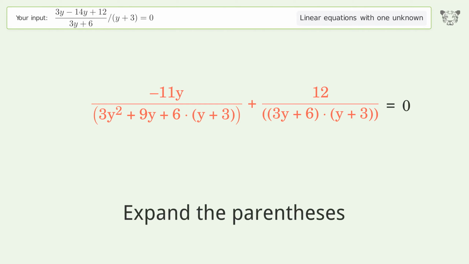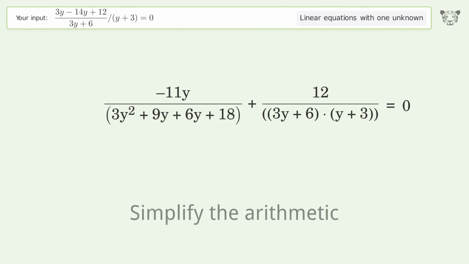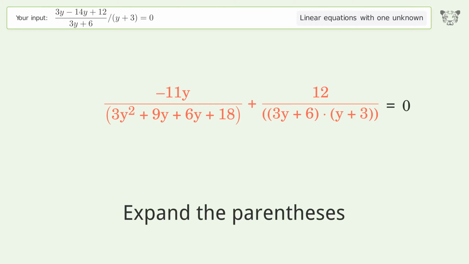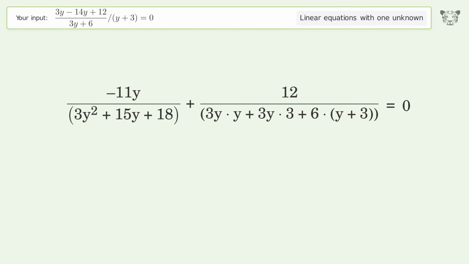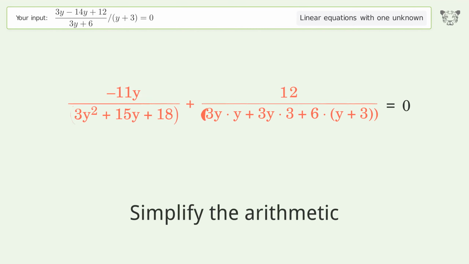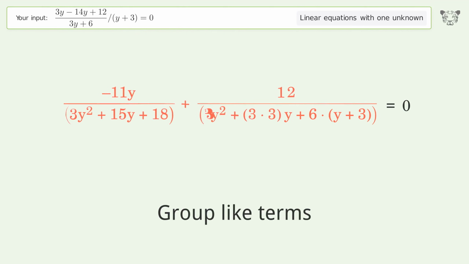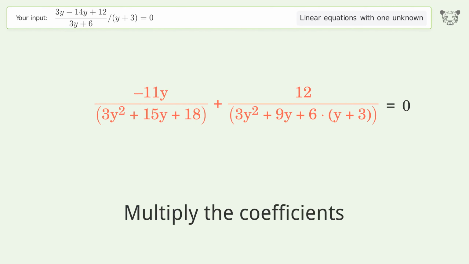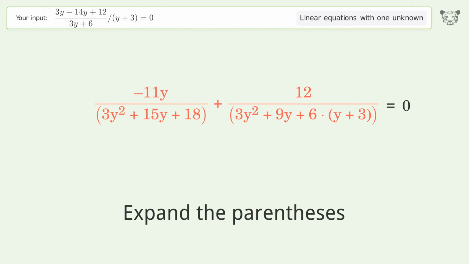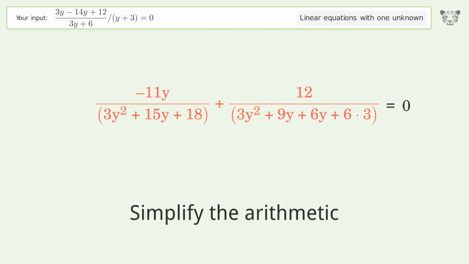Expand the parentheses. Simplify the arithmetic. Expand the parentheses. Simplify the arithmetic. Group like terms. Multiply the coefficients. Expand the parentheses. Simplify the arithmetic.